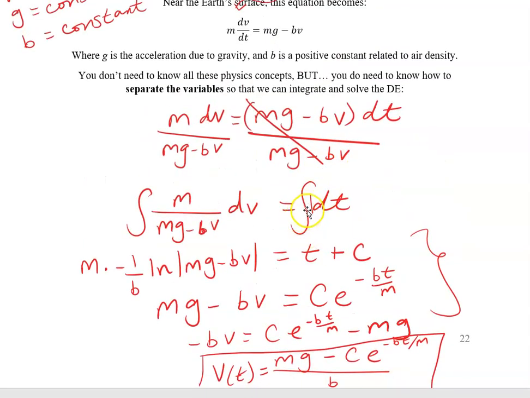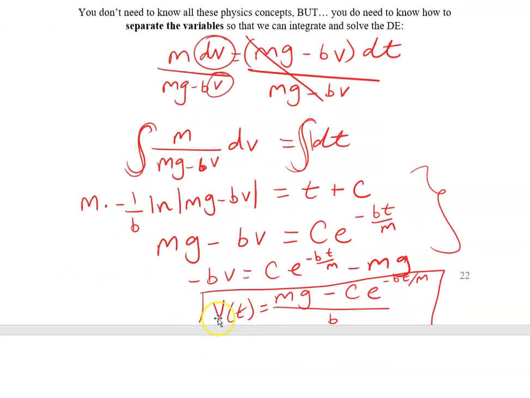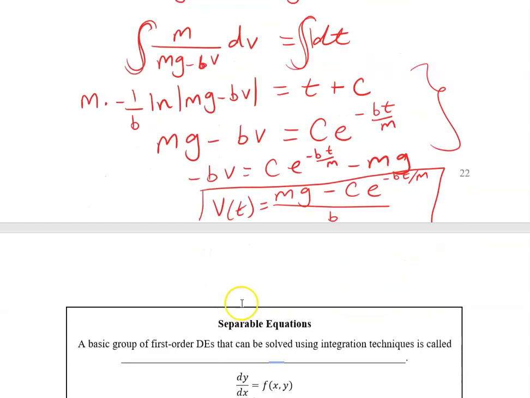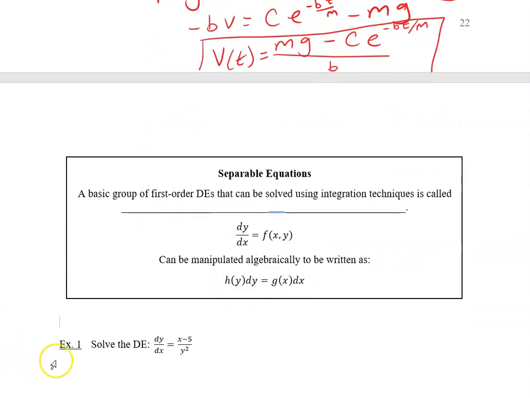I want you to make sure you understand how I initially separated the variables by multiplying dt to the other side, how I divided by this mg minus bv to get the v term with the dv on this side, and then I integrated both sides with respect to their individual variables. And then the last step was I solved for the dependent variable v. We will talk about that more in class. Do not worry. In fact, I've got another example here that's a little more straightforward. But let's just go over what we're doing.